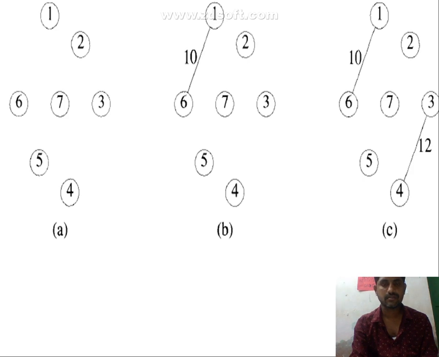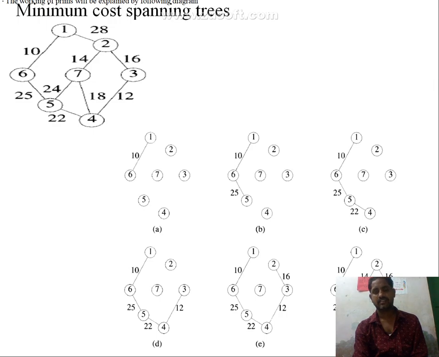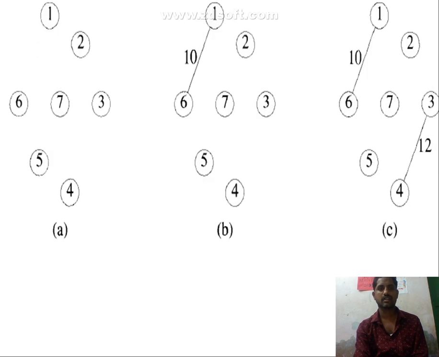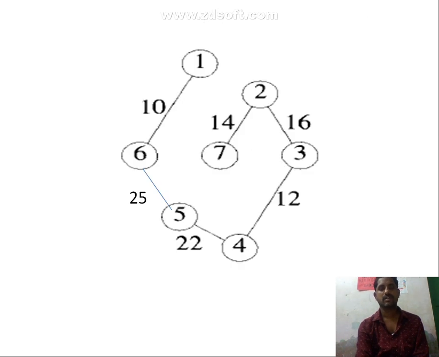See here, you can take the same example. Same example we have using Kruskal's algorithm. First of all, the minimum is 10 and the next minimum is 12. So 1 to 6 is the minimum and the next minimum is 3 to 4, and the next minimum is 2 to 7, and the next minimum is 2 to 3 equal to 16, and the next minimum is 4 to 5 equal to 22. The next minimum is 25.